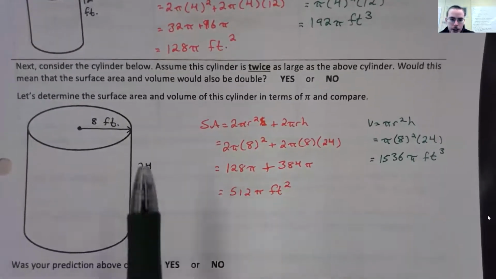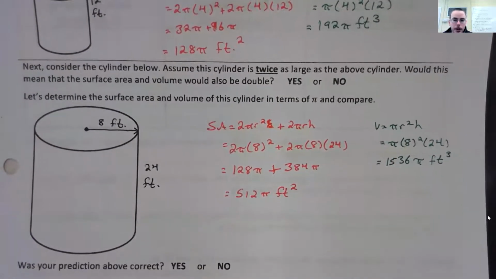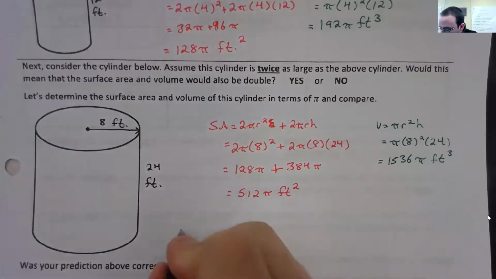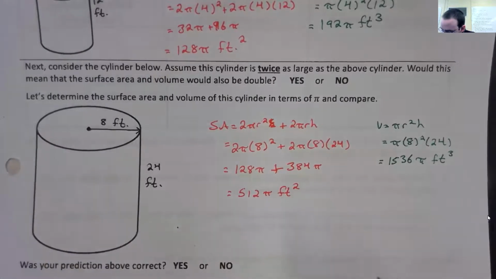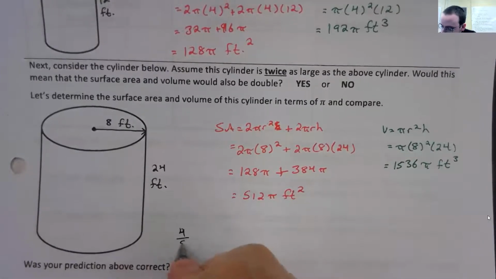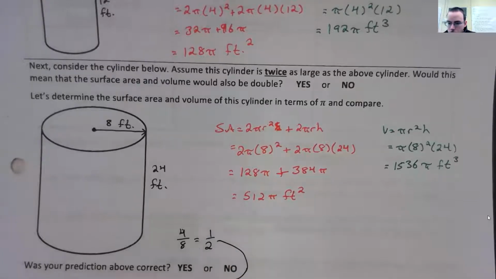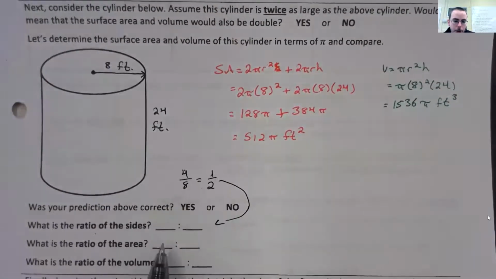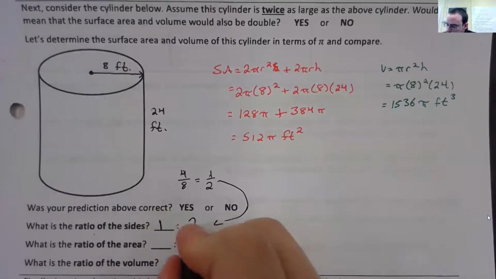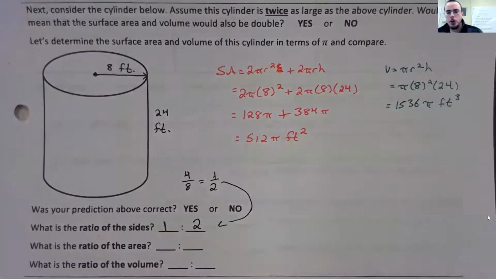First off, we're going to figure out the scale factor for the sides. It says the cylinder is twice as large as the above cylinder, so our scale factor is 2. We get 4/8 for the small over the large, which is 1/2. So for our ratio, we take the top number and put it first, then a colon, and then the bottom number second. So our ratio of the sides was 1:2.